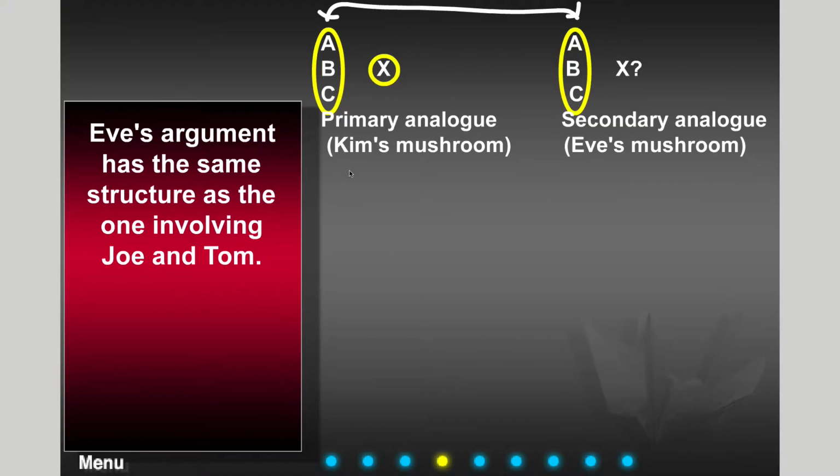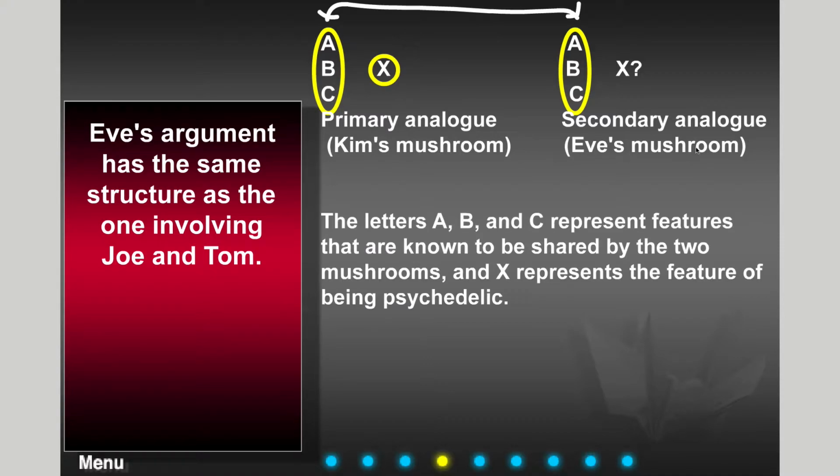Okay, so the primary analog is Kim's mushroom, which was psychedelic, and Eve's mushroom. The letters A, B, and C represent features that are known to be shared by the 2 mushrooms, and X represents the feature of being psychedelic. So these 3 features are seen, therefore it's psychedelic. Is it psychedelic? Does that mean that the analogy holds?